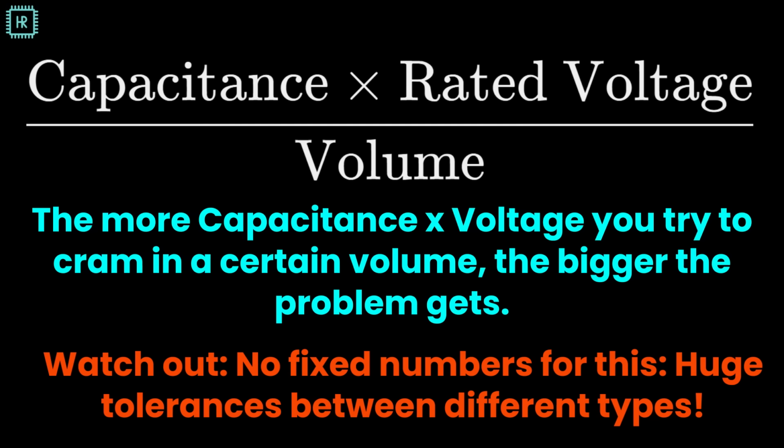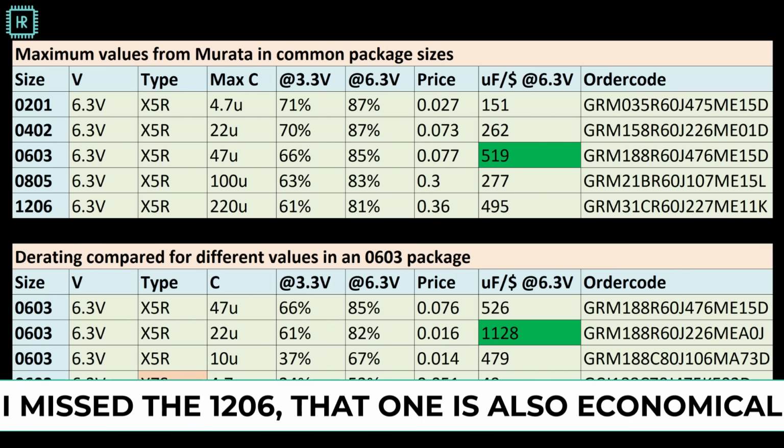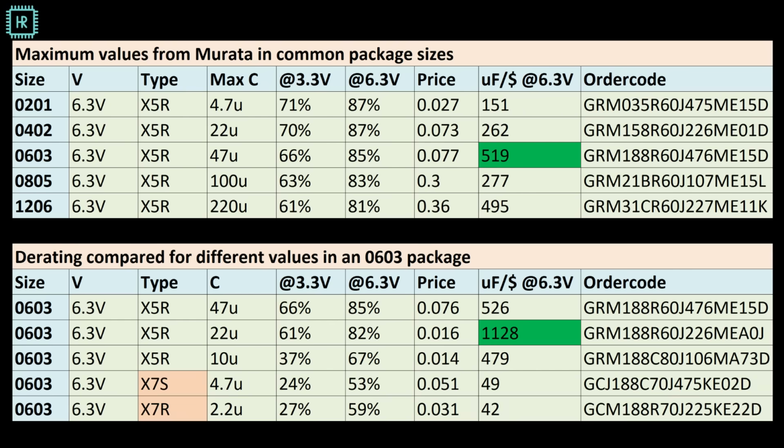There's also a limit to how much capacitance you can cram into a certain volume given a certain operating voltage. You can see practical values in these tables. In the upper table you see the maximum capacitance you can find versus package size at a rated voltage of 6.3 volts. The DC bias derating is shown at 3.3 and 6.3 volts. Also interesting to see how much bang do you get for your buck. The 0603 in this case is 2 times more economical than any other package. So if you do large volume production where price is a thing, it's good to check this as well.